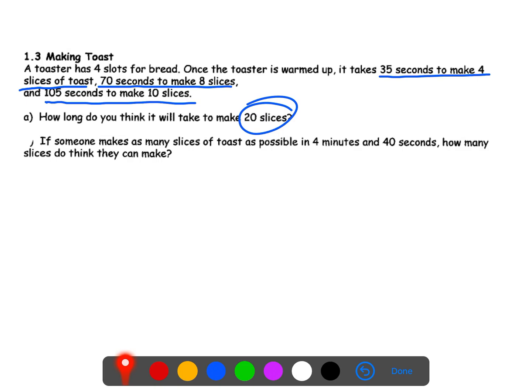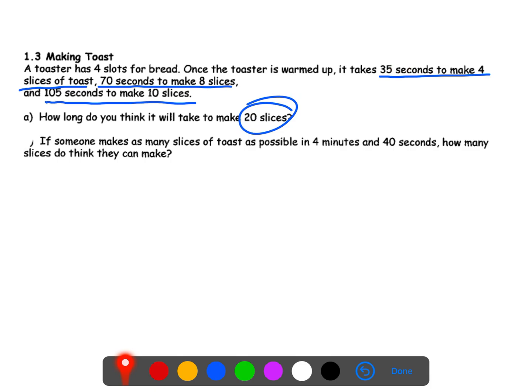So if we were to think, well, 35 seconds for 4 slices of toast, let's divide that ratio. Let's do 35 divided by 4. That's 8 3/4, 8.75, which means that 1 slice of toast would take 8.75 seconds. But here's the thing. If you can picture the toaster at your house, whether you put 1 slice or 2 slices, or if you have a big toaster that takes 4 slices, it's going to take the same amount of time to toast.